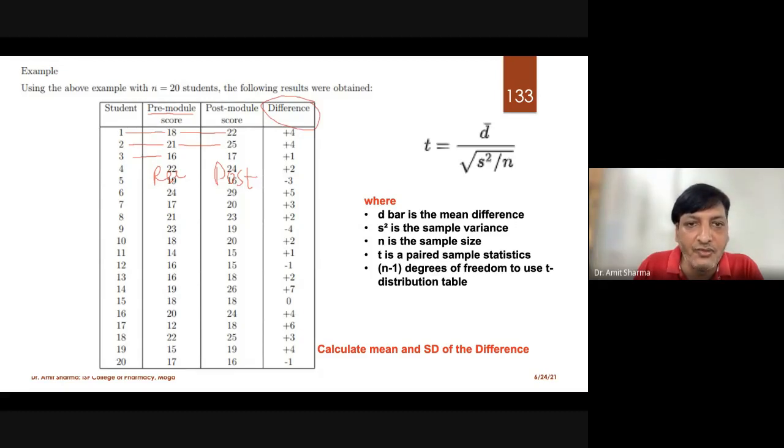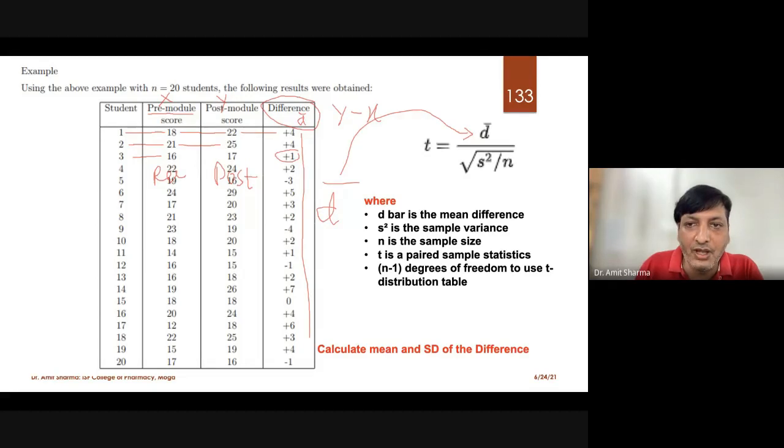So in the numerical, you have to calculate the difference. For example, this is our x and this is our y. So y minus x we have to do, and we are going to get a difference. For example, 22 minus 18 is plus 4, 25 minus 21 is plus 4, 17 minus 16 is plus 1. Once you do the sum of all, you are going to get the value of d bar. This one is the d bar, which you are going to use here.